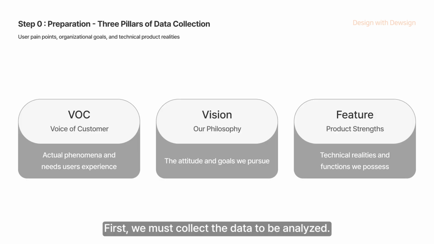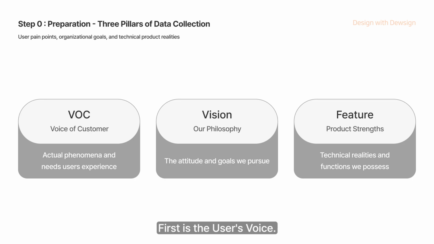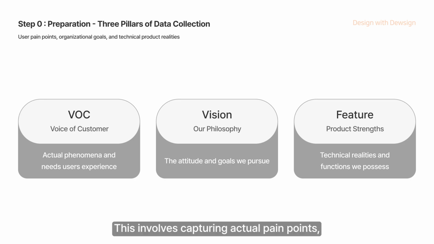First, we must collect the data to be analyzed. There are 3 core areas to consider. First is the user's voice. This involves capturing actual pain points, such as a user wanting their food to stay warm. Second is our philosophy. This represents the team's commitment to delivering sincerity, rather than just food. Finally, we have product strengths. These are our technical assets, like artificial intelligence-based route optimization.